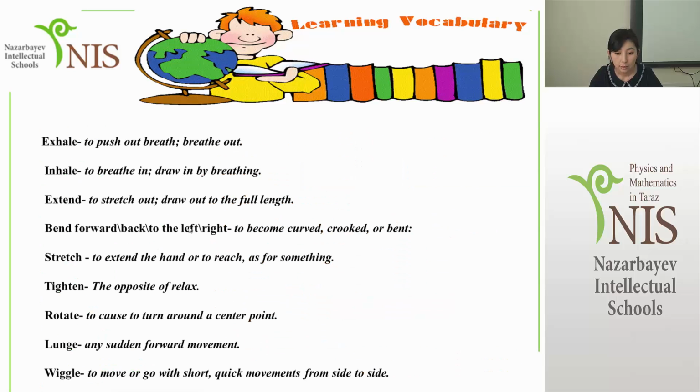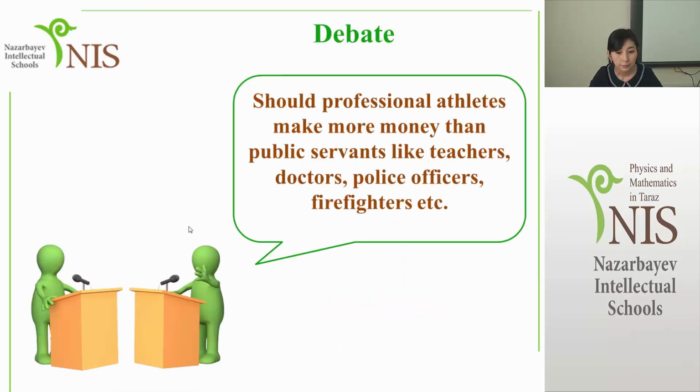So, the next. In the same two groups, students debate on the topic. I introduce the rules of the debate and hand out rubrics for peer assessment, and only then I introduce the topic of the debate. Should professional athletes make more money than public servants like teachers, doctors, police officers, firefighters, etc.? So then one representative of each group comes up and has a debate.